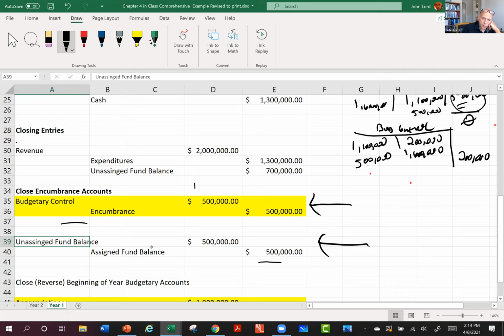Question? Oh, please go ahead, Ayaka. Okay, thank you. Professor, I have a question about the encumbrance account. Could you please explain a little more about why we need this account? Like, if they're going to close it, like reverse all of them at the end, why do we need it to begin with?